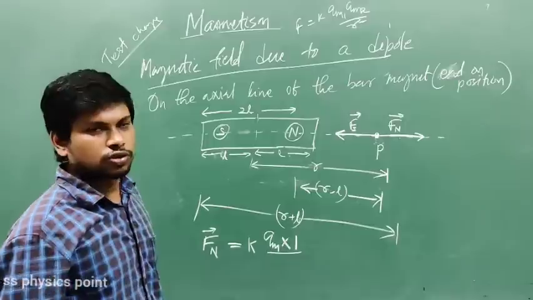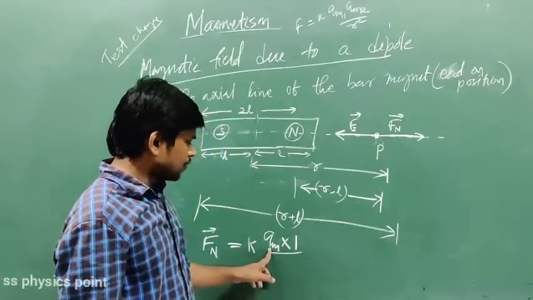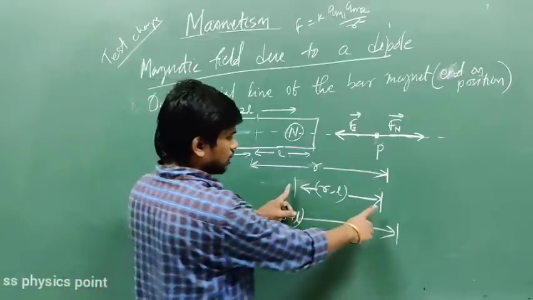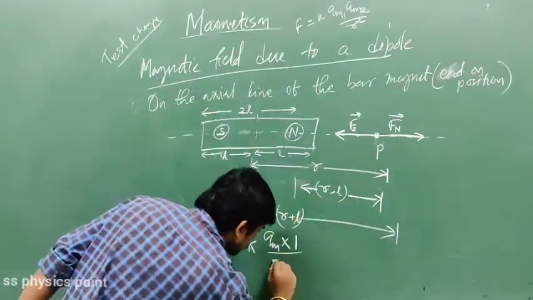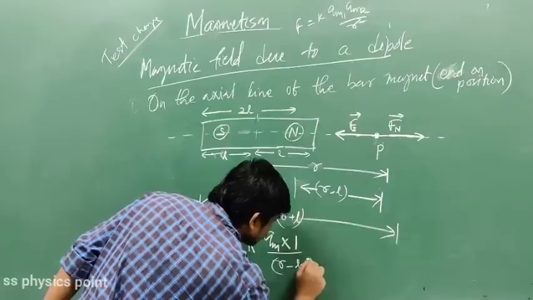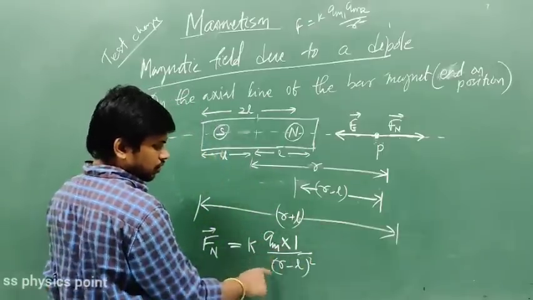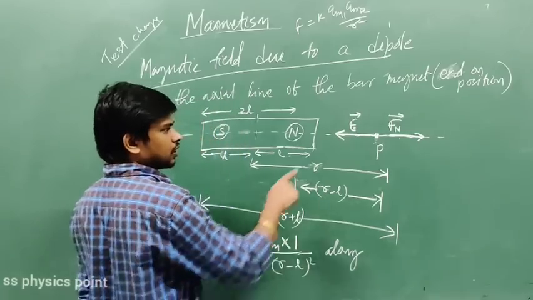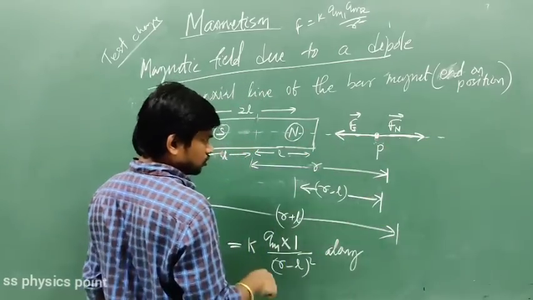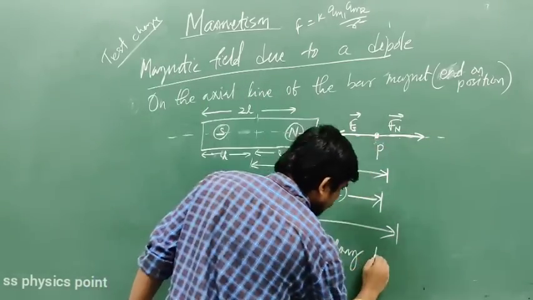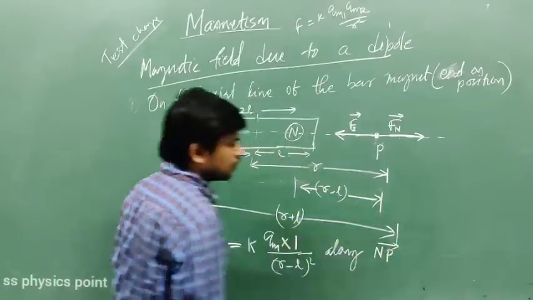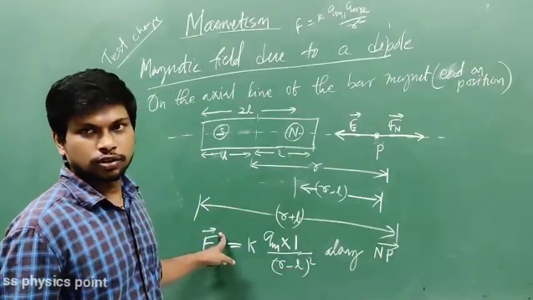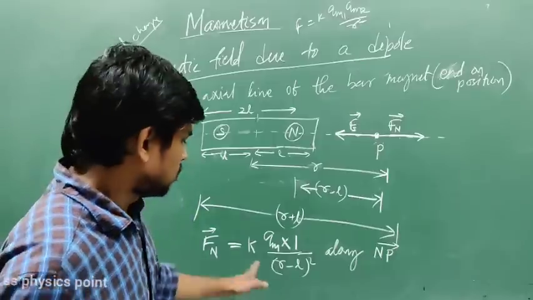This is the Coulomb's force. So F equals K Qm1 Qm2 by r square. डिस्टेंस कितना है नॉर्थ पोल का? r minus l. So (r minus l) square, K q1 q2 by r square, along the right direction. फोर्स का डायरेक्शन क्या होगा? n से लेकर, so the direction of force is along NP. Just write it along NP. Don't forget to write this one, and don't forget to write this vector symbol also. Just write it properly.